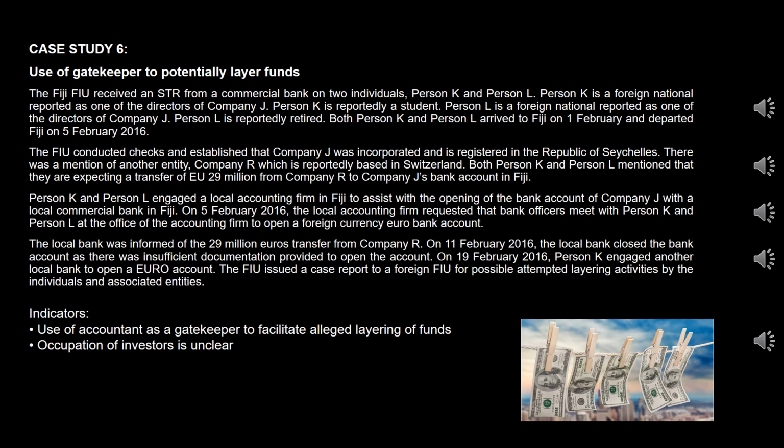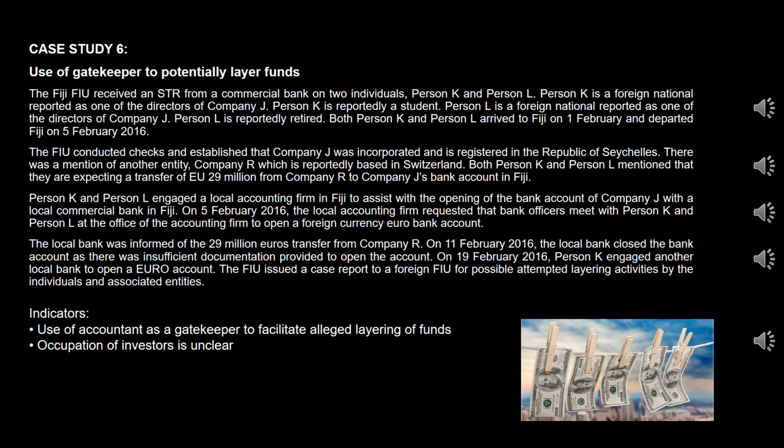The Fiji FIU received an STR from a commercial bank on 2 individuals, Person K and Person L. Both individuals are foreign nationals and are directors of Company J. Person K is reportedly a student. Person L is reportedly retired. Both individuals arrived to Fiji on 1st of February and departed Fiji on the 5th of February of 2016. The indicators of money laundering activity: use of accountant as a gatekeeper to facilitate alleged layering of funds. Occupation of investors is unclear.